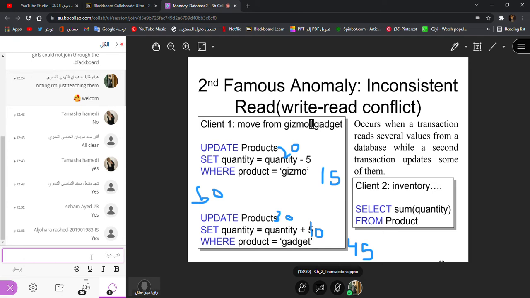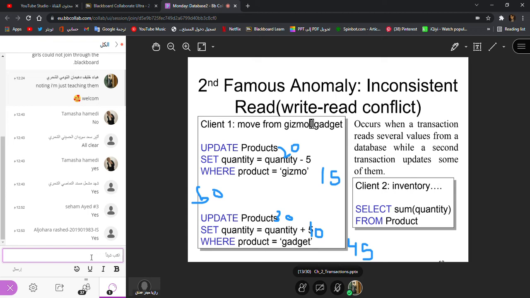Right. So what I'm doing here, they have some product table where this product, for example, Gizmo, has a quantity of 20, right? And they're saying minus 5, so that the remaining one is 15.